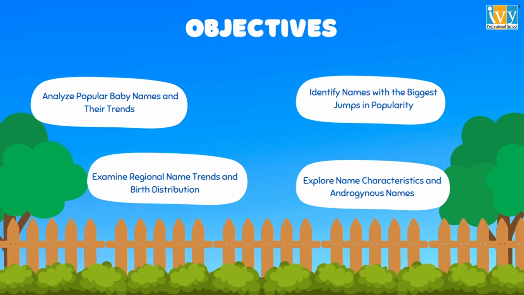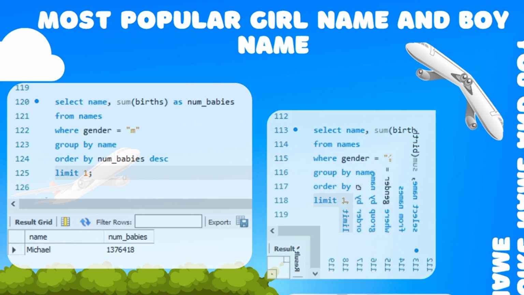These are my objectives: to analyze the popular baby names and their trends, identify the names with the biggest jumps in popularity, examine the regional name trends and birth distribution, and explore the name characteristics and androgynous names.